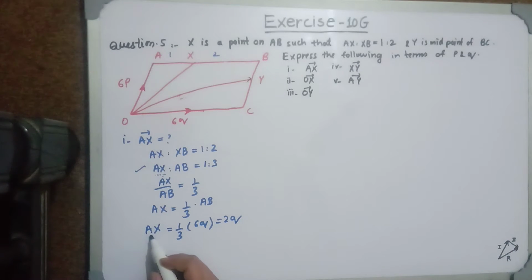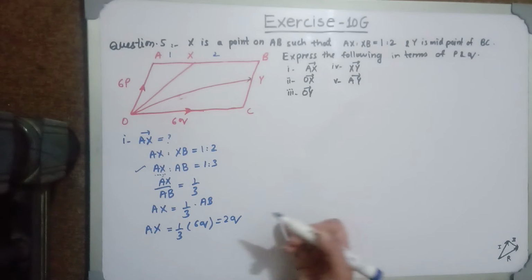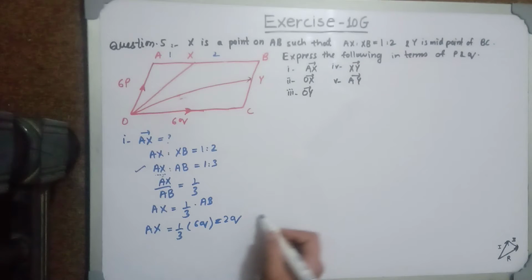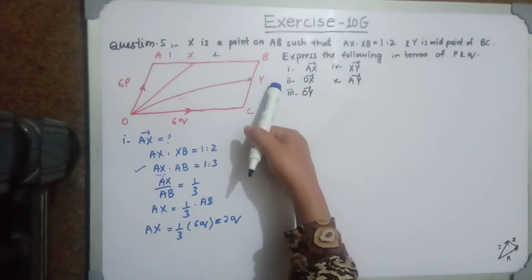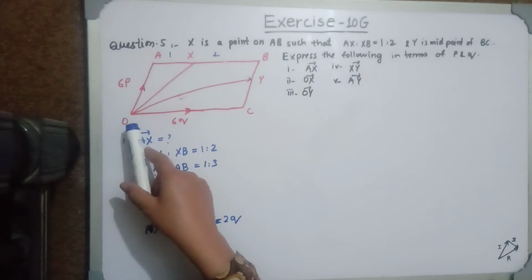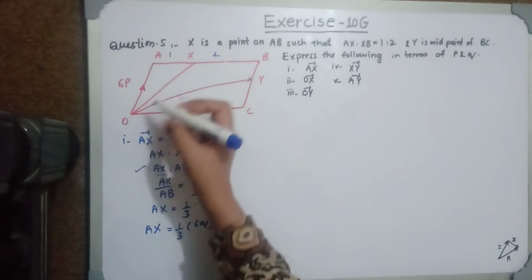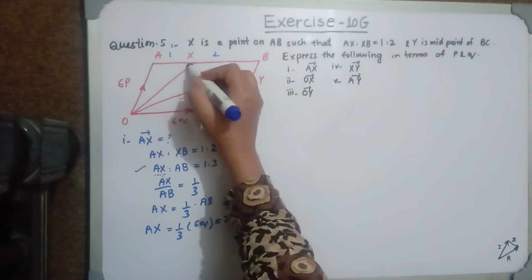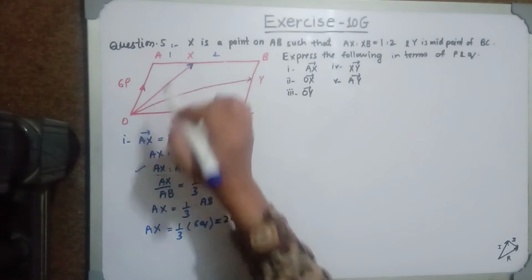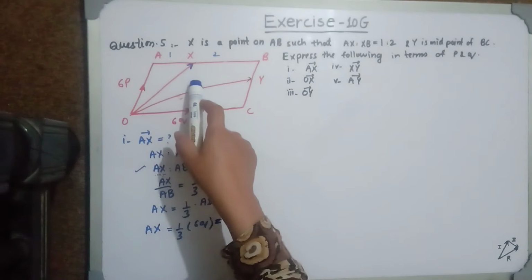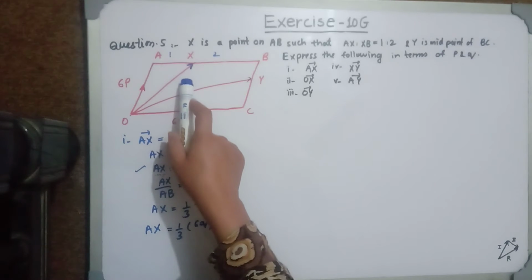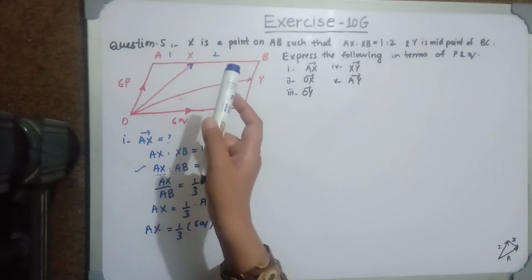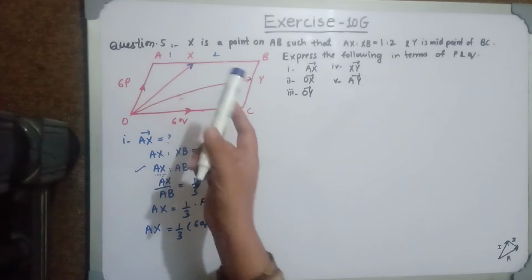We expressed AX in terms of P and Q, or P or Q. So this is our answer in terms of Q, right? Now part 2 is to find OX. Let's see here. This is OX, and as it's a vector, its direction will be this one, starting from O and ending at X. Now we can easily do that by applying the head to tail rule that we use for adding vectors, right?